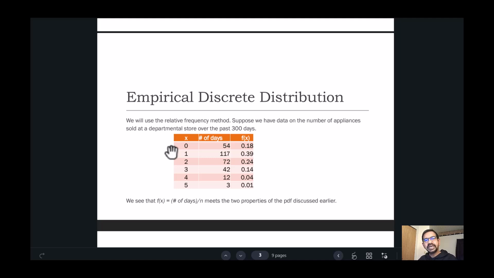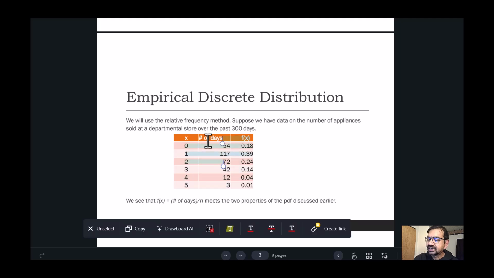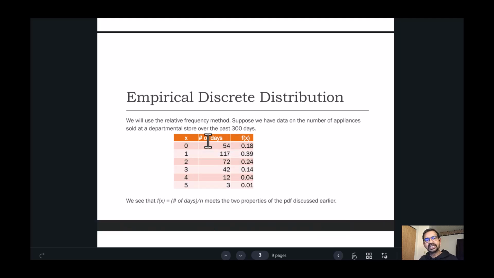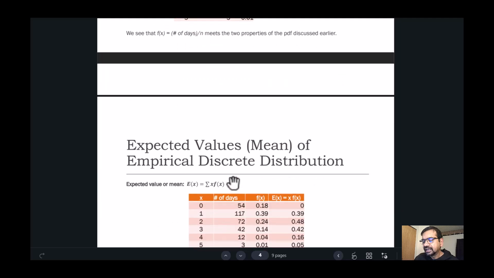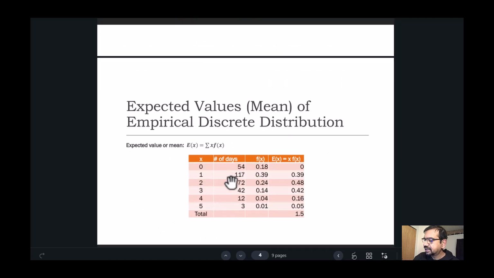So to get the mean or the expected value, we first rewrite the frequency of sales, which is given by this column, into relative frequency terms. So here we are essentially dividing 54 by 300 and so forth, and we get our relative frequencies. And then we multiply our outcome with the relative frequency. So we are multiplying our number of sales with how often those sales are likely. So we get 0, we multiply 1 with 0.39, we get 0.39, and so forth. And then we add this up, and this is our expected value or our mean sales.